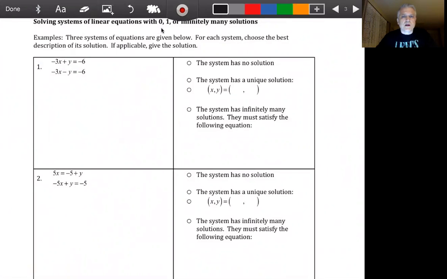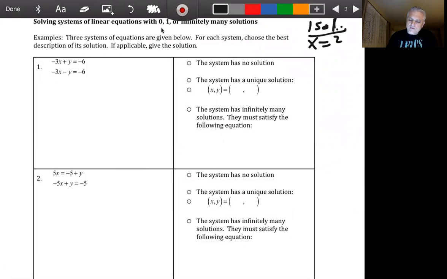Now, if you do this next part right, this is the easiest part of this section. Your answers are going to be 0 solutions, 1 solution, or infinitely many solutions. Let me give you an example of each. If I say we have 1 solution, an example of that might be x equals 2. And then you would find what y is.